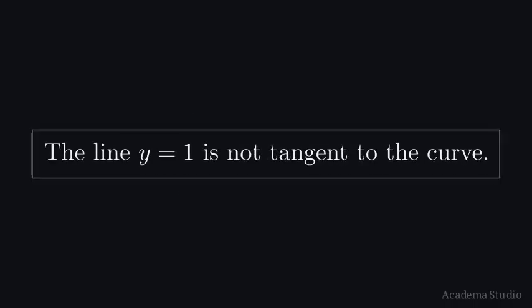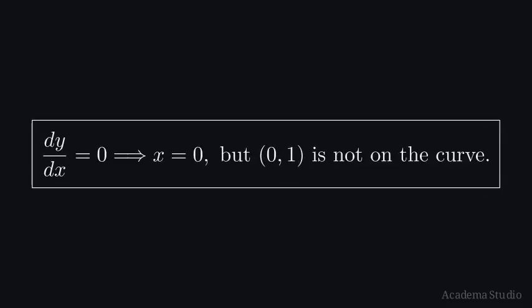The line y equals 1 is not tangent to the curve because the only possible point with horizontal slope would be 0, 1, and this point does not lie on the curve. The final answer: the derivative of y with respect to x equals 0 implies x equals 0, but 0, 1 is not on the curve. The actual points on the curve where y equals 1 have x-coordinates positive or negative square root of 40 minus 3. Neither value of x is 0, so neither slope is 0. This gives a second reason why y equals 1 is not tangent to the curve.